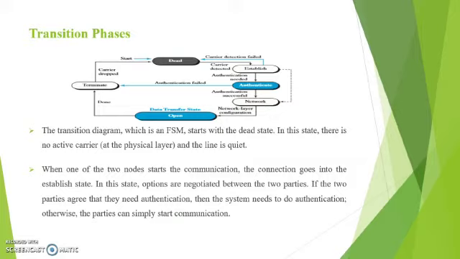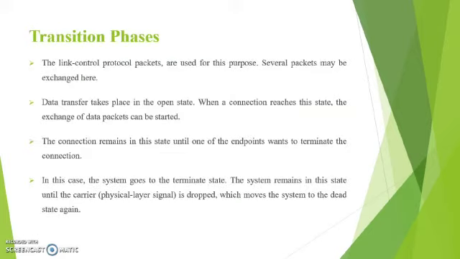In this state, options are negotiated between the two parties. If the two parties agree that they need authentication, then the system needs to do authentication. Otherwise, the parties can simply start communication. The link control protocol packets are used for this purpose. Several packets may be exchanged here.